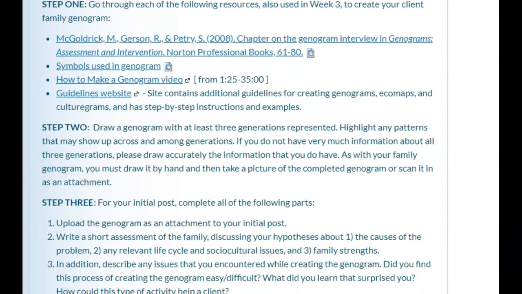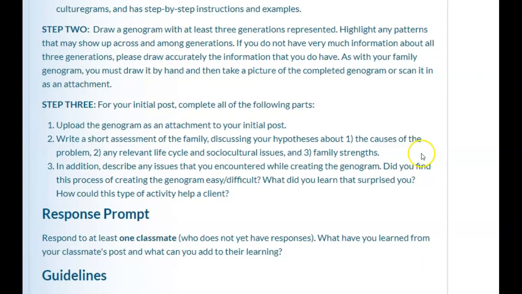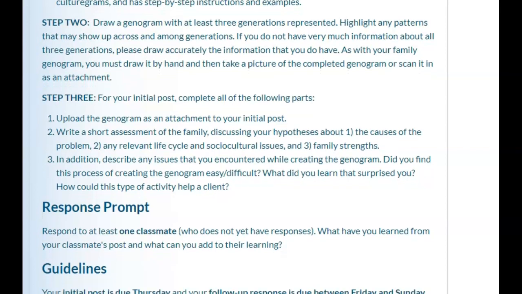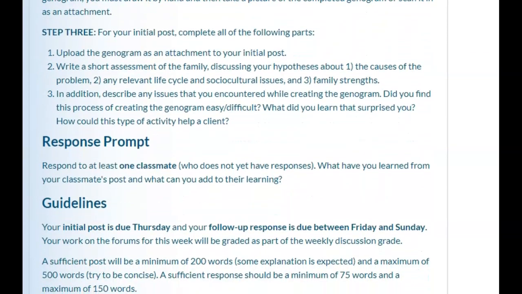And then for your initial post, complete all of the parts: upload the genogram as an attachment to your initial post, write a short assessment of your family, including the hypothesis about the problem and any relevant life cycle and socio-cultural issues and family strengths, and then describe any issues that you encountered while creating this genogram. Your initial post is due Thursday with a follow-up by Friday.